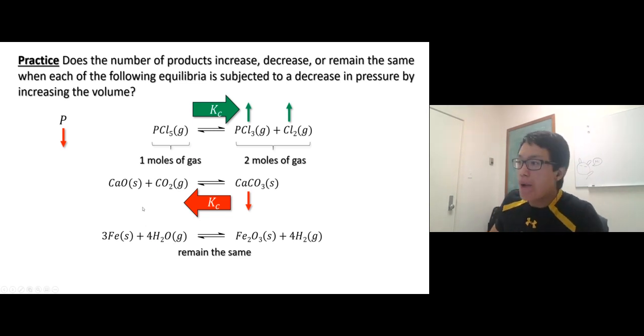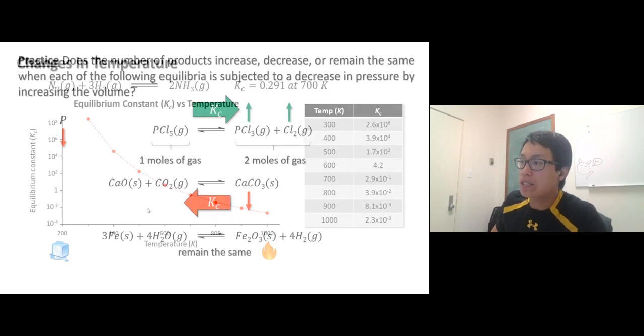Okay. All right, let's move to the last factor that affects the equilibrium. That's the temperature.